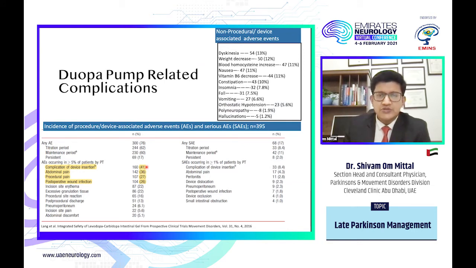So you need to tell this to patients. They should be aware that these are the common complications. These are very common. Anything more than 10% is common. If you say 41% patients will have device complications or insertions, they should be aware of that. So they are ready. And we have a gastroenterologist identified who can take care of this if needed.